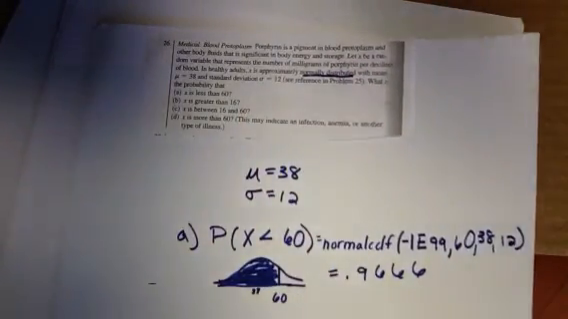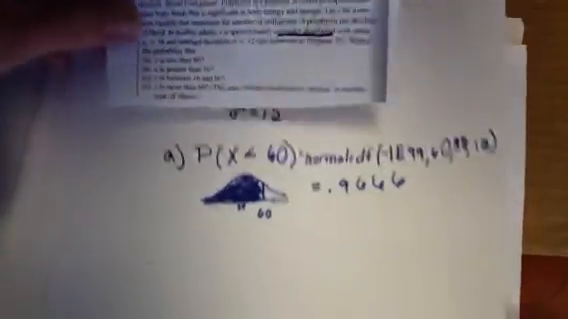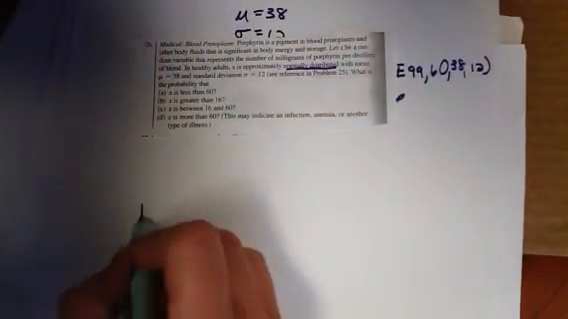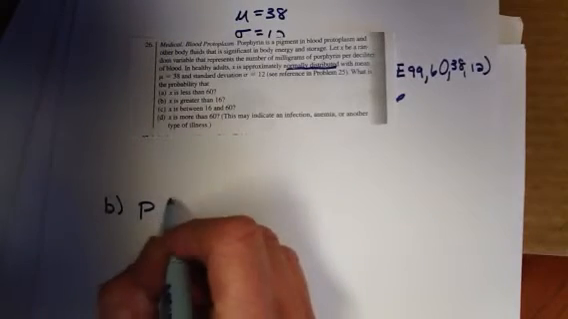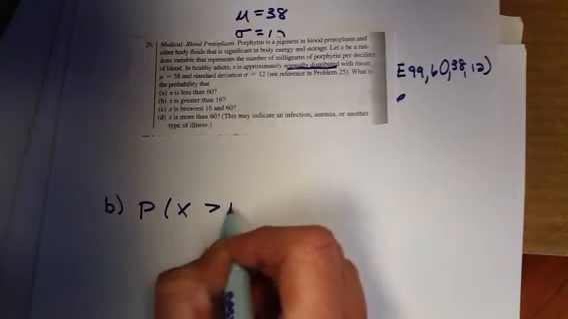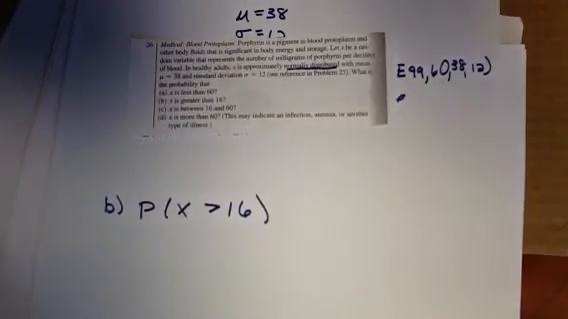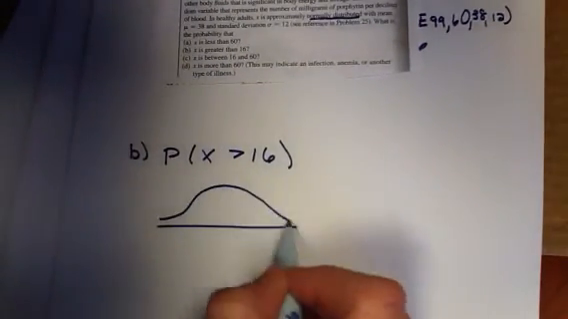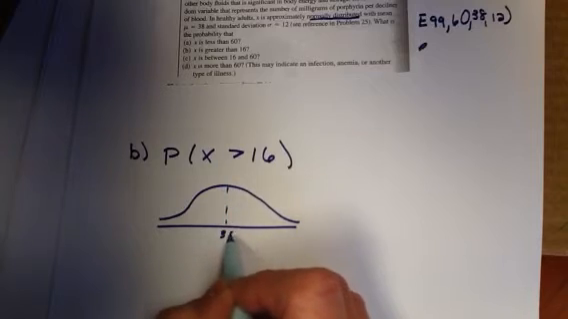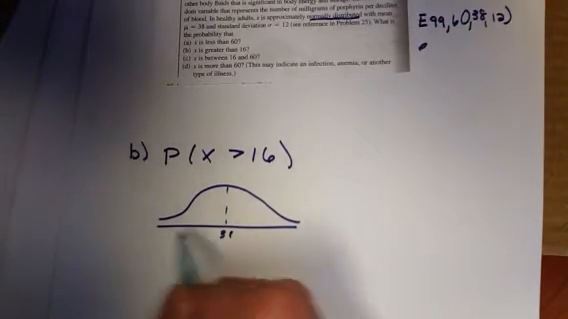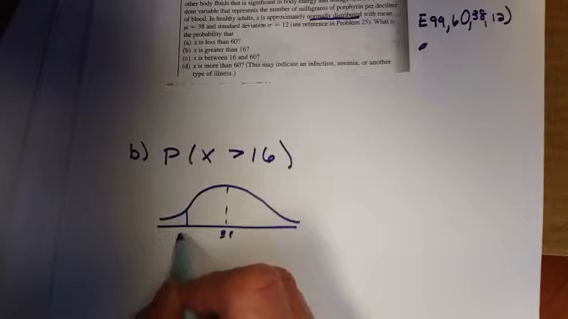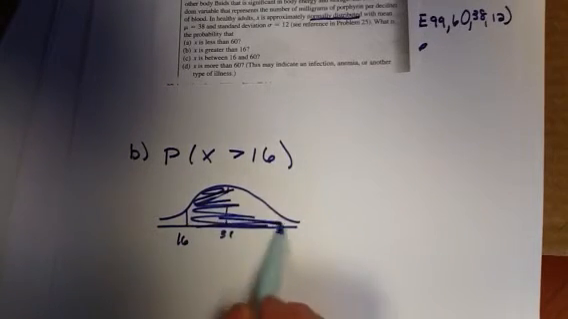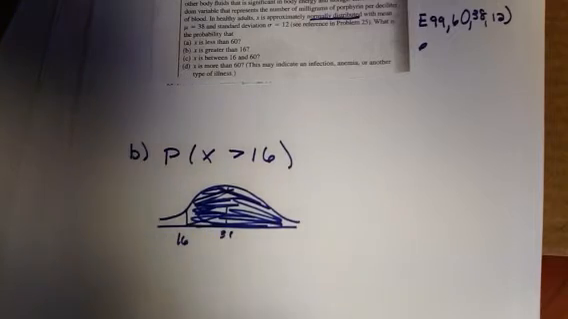Okay, part B then asks us the probability that X is greater than 16. So again, let's draw our picture. Our mu is 38, so that's our center. So is 16 to the right or the left? It's to the left, somewhere over here. So I'll put 16. Greater than means I'm shading this whole area to the right.